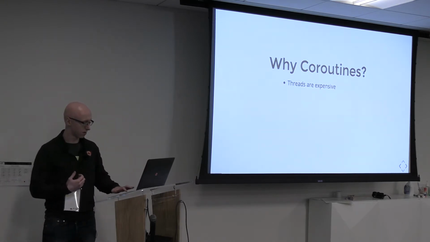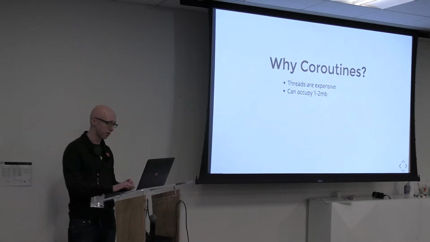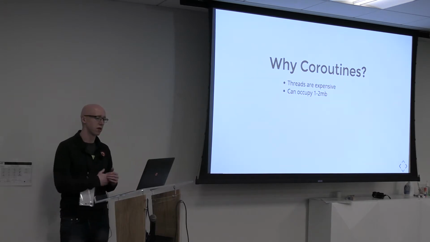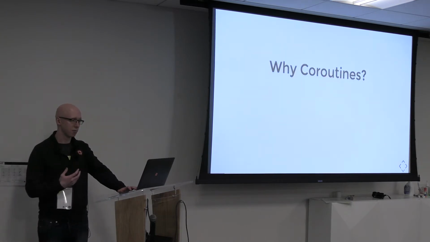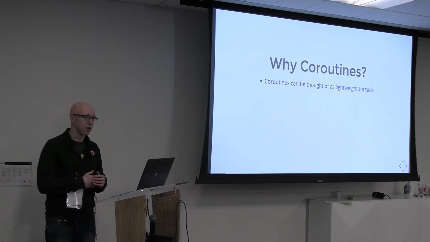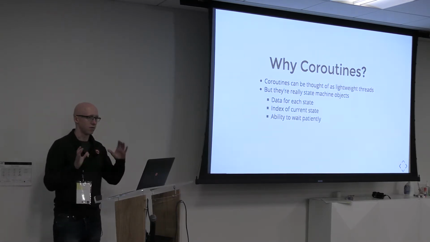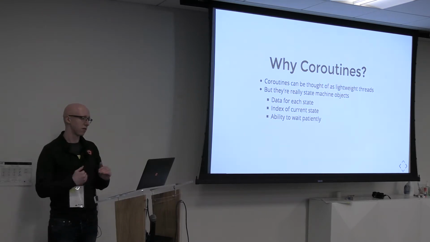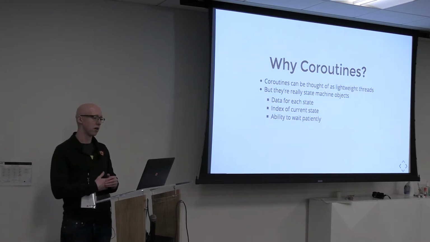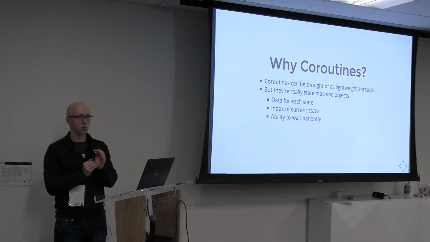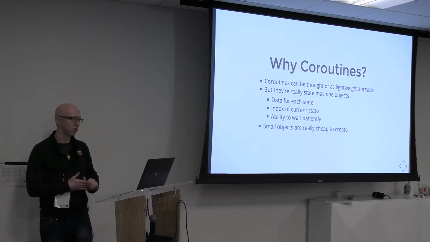So they're essentially lightweight threads. You can think of them like that. They're conceptually like that. You can treat them like that. Threads are expensive, and they take 1 to 2 megabytes to create. So you need to manage them with thread pools. It gets a bit awkward. Coroutines look and feel like lightweight threads, but what they really are is state machine objects. So it's a block of code, and you say, run this, and the state machine object has the data for each state, the index of the current state, and the ability to wait patiently. So when you think of them as objects with certain code to run and the state of that code, it makes sense how they're so cheap to create.